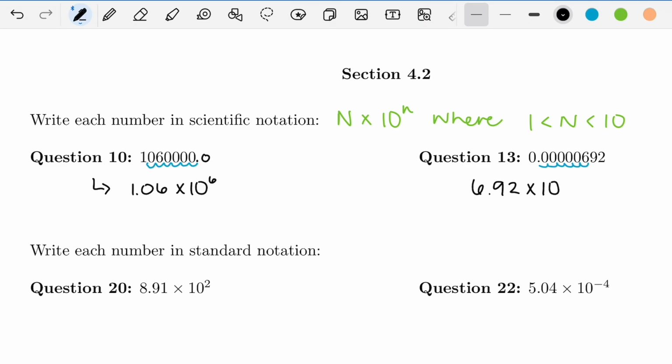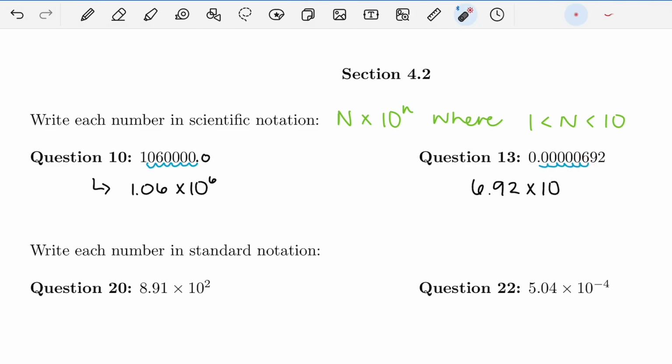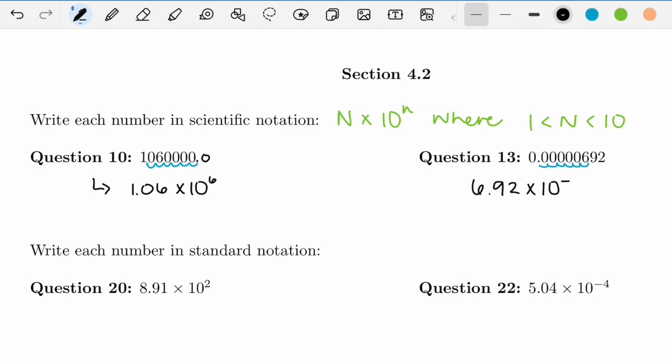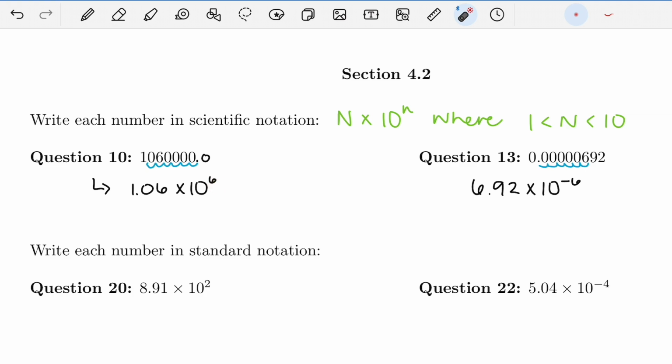times 10. Now in this case, our exponent is going to be negative because we're moving in the opposite direction, and we moved 6 units. So a way to remember if we're dealing with positive or negative exponents with scientific notation is that when we're dealing with a positive exponent, we're dealing with a very large number, and when we're dealing with a negative exponent, it's going to be a very small number.